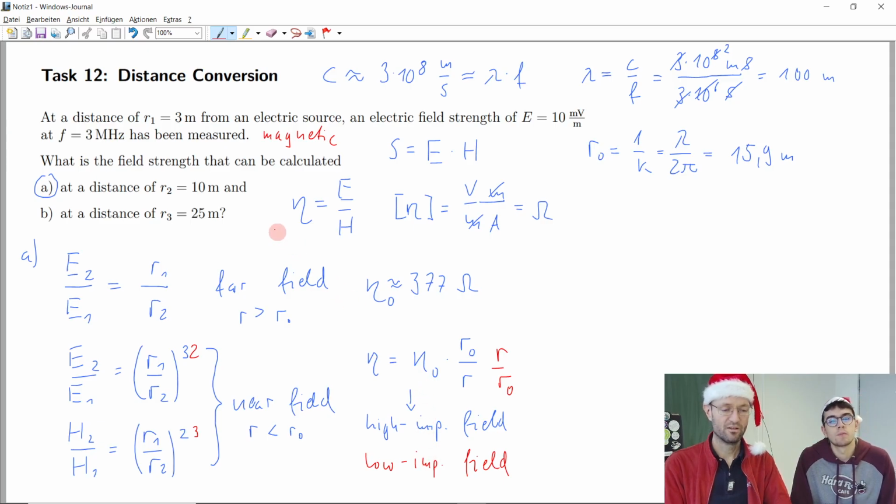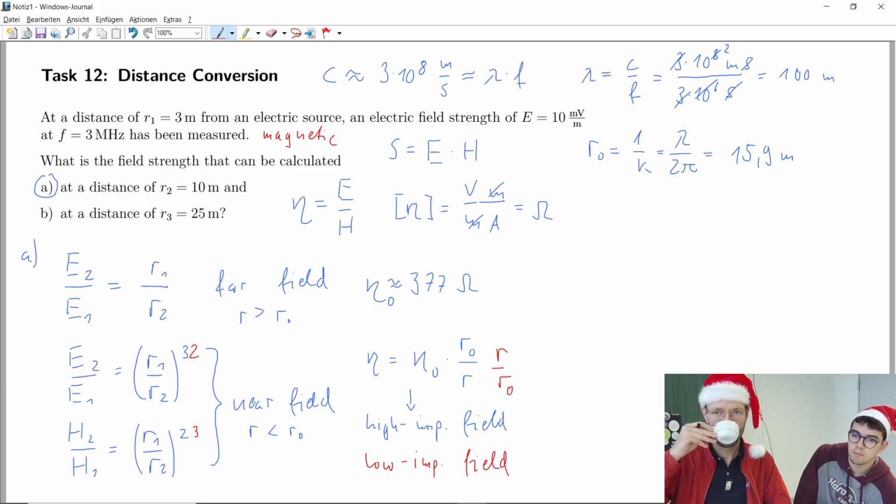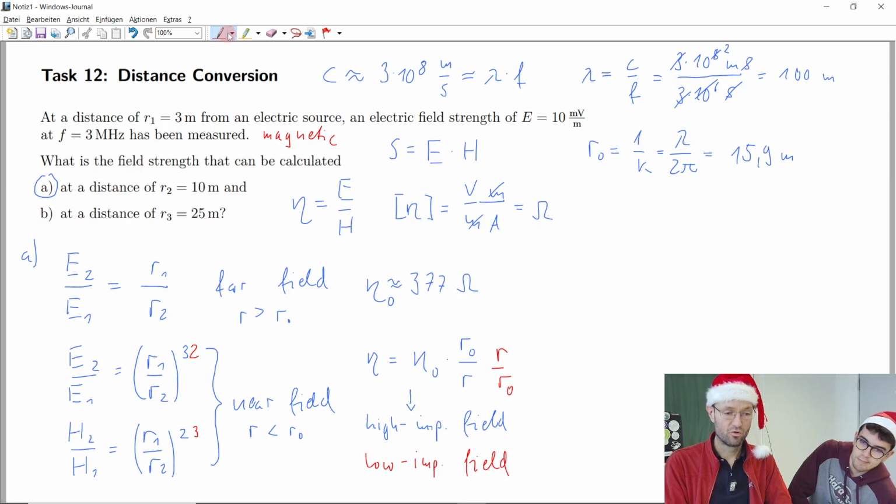Okay, so now coming back to subtask A, what conversion formula do we need to use here? The near field one, because this point is obviously in the near field and this point is also obviously in the near field. So we need to use this conversion formula for the near field with this exponent of 3.